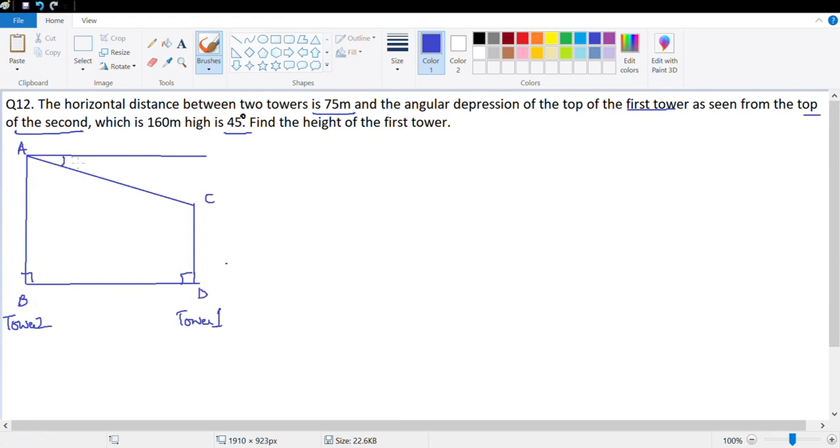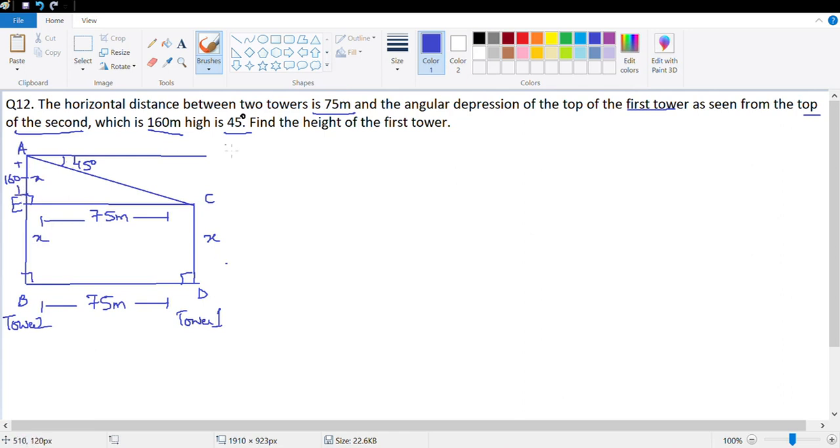This angle, which is the angle of depression, is given equal to 45 degree, which means I'll have to make a horizontal here as well. So this is my horizontal here. This is again 90 degree. Let's name this point E. The distance between them is given as 75 meter. Since BDCE is a rectangle, this distance will also be 75 meter. And the height of the second tower is given as 160 meter. So let this be x, which means this is also x, which means AE is equal to 160 minus x.